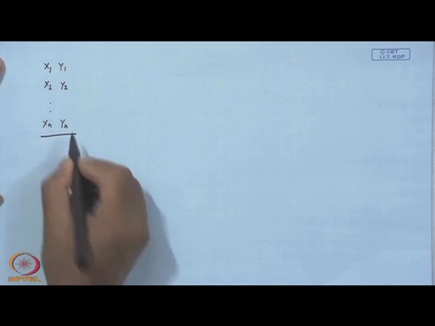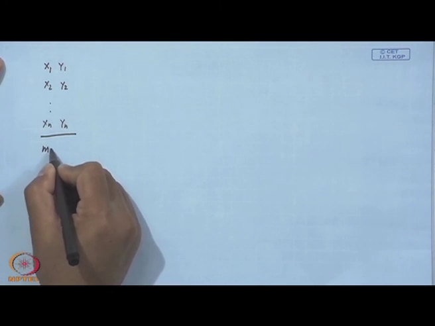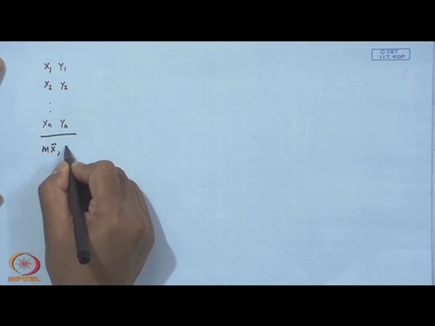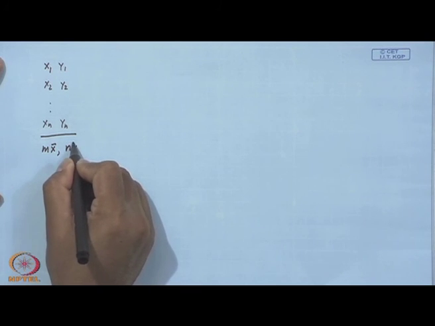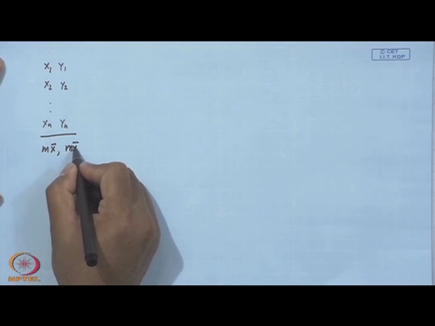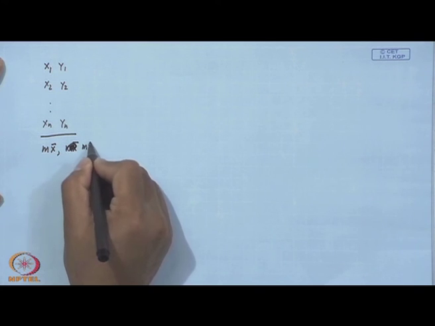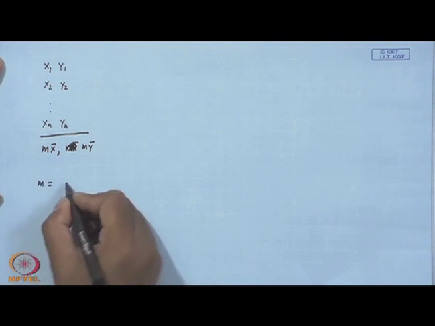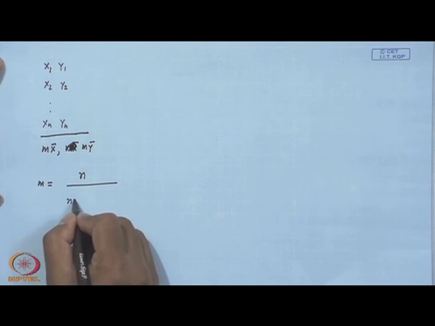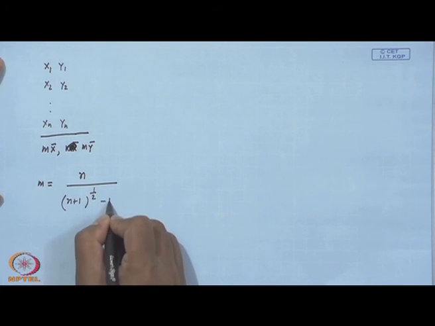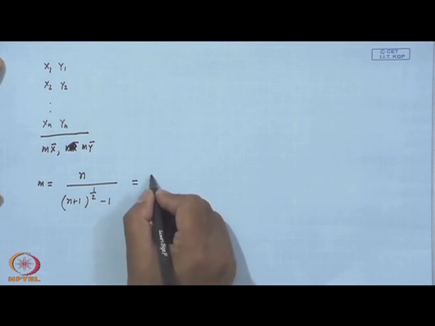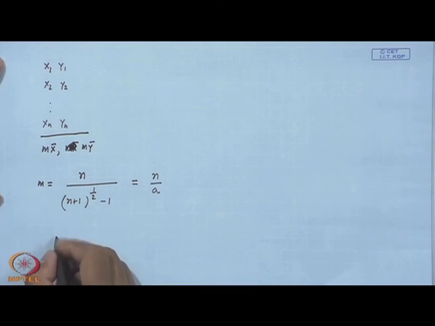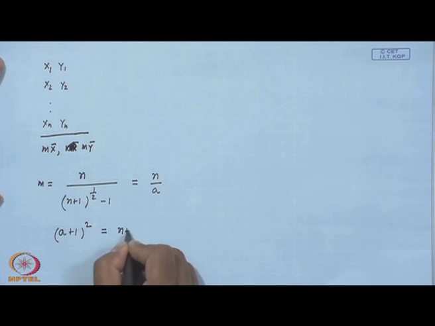If we add one more data, say the n plus 1th data, that is m x bar, m y bar, where m is equal to n by n plus 1 to the power of half minus 1, and this is equal to say n by a. Then what is a? From here I can write that a plus 1 square is equal to n plus 1, right.